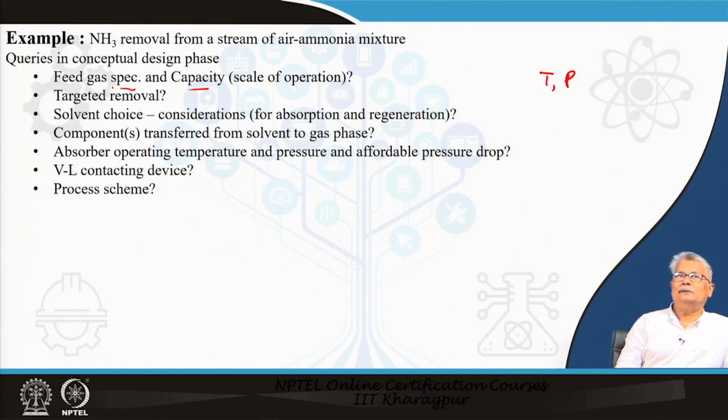If I find that my target is very stringent, for example, my exiting gas should have a concentration of ammonia in the level of ppb or ppm, we definitely will be thinking of some specialized processes, possibly a process in which there will be several means of removal in order to keep the final concentration very, very low. So, the targeted removal parameter is also very important in order to design at the conceptual stage.